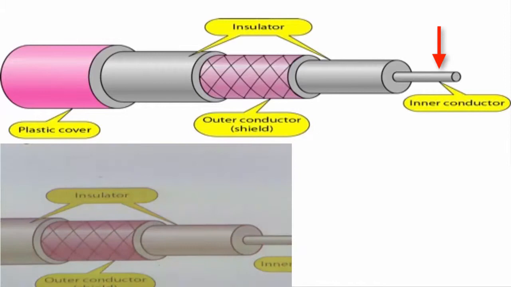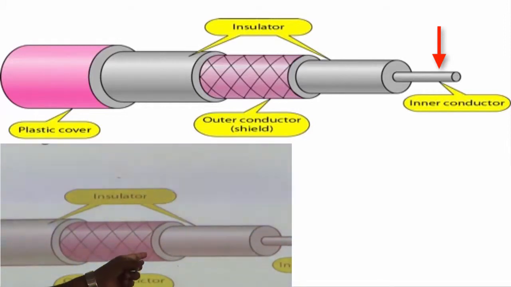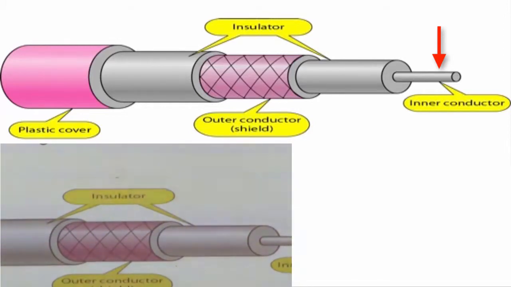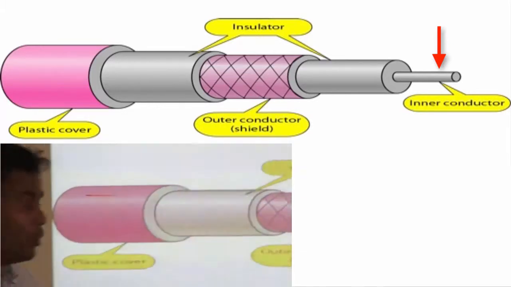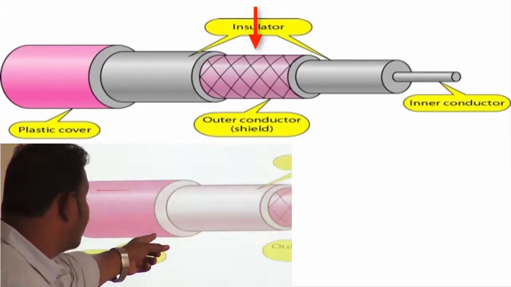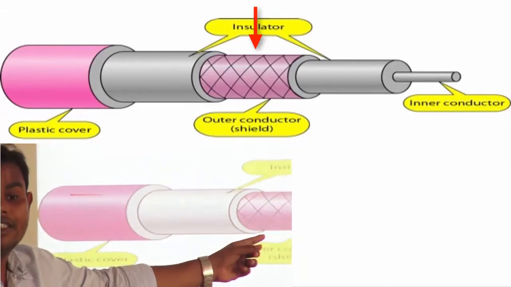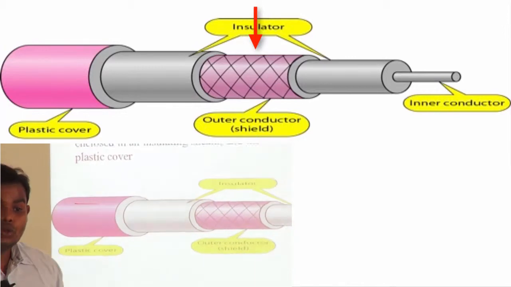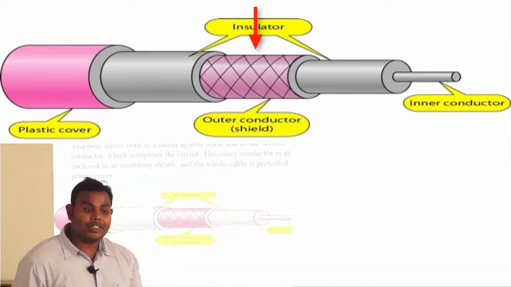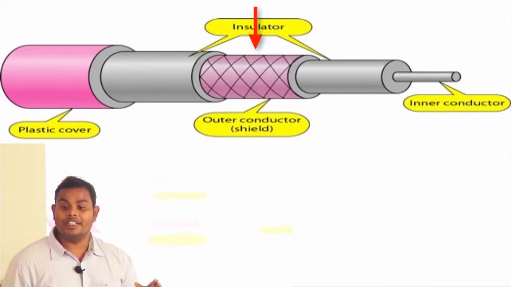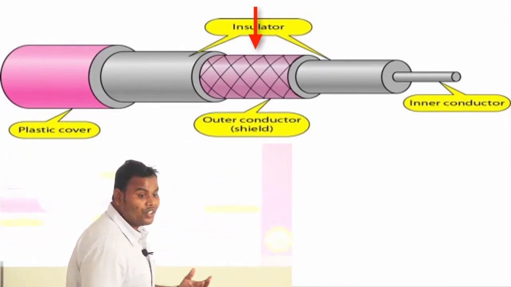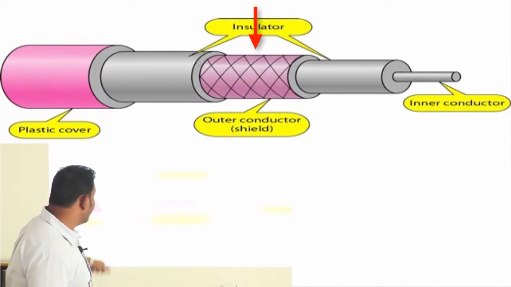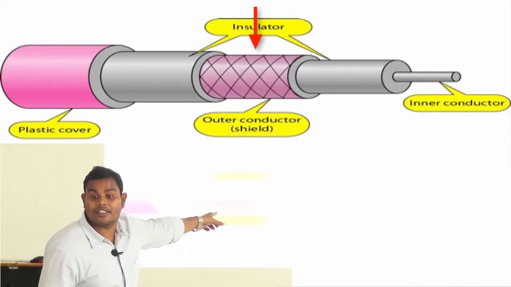So this inner conductor holds the data or signal. This inner conductor holds the data. Why this outer conductor? What is it used for? To protect the inner conductor from noise. If noise comes, then the noise is going to be absorbed by the outer conductor.